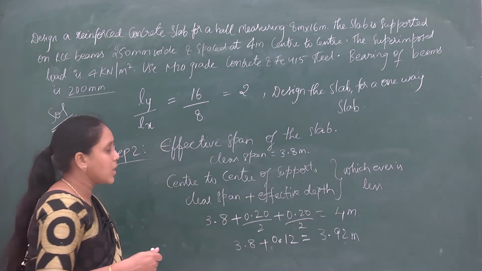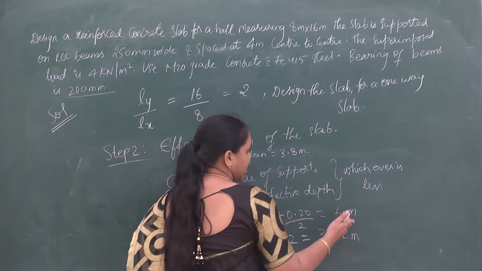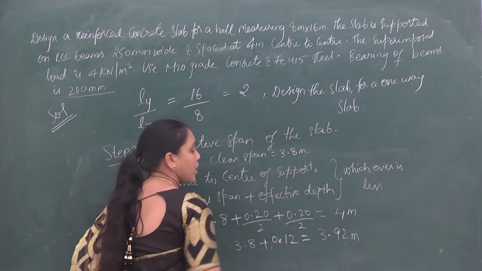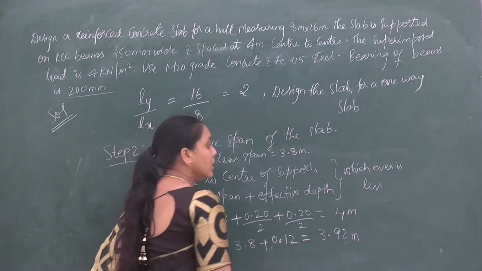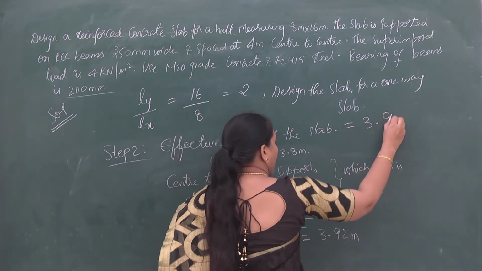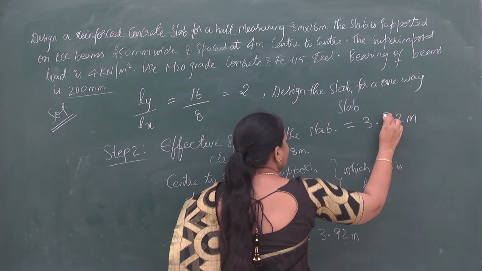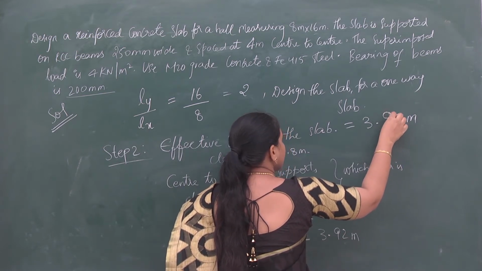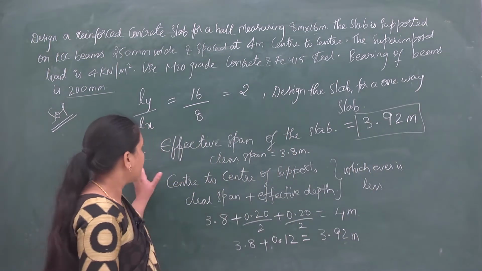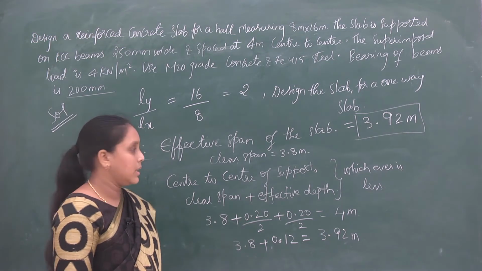Now which value you have to consider as the effective span of the slab? The value whichever is less in this. So 4 meter and 3.92 meter. So 3.92 meter is a lesser value. So the effective span of the slab is how much? It is 3.92 meters. So this is how we have to calculate the effective span of the slab.